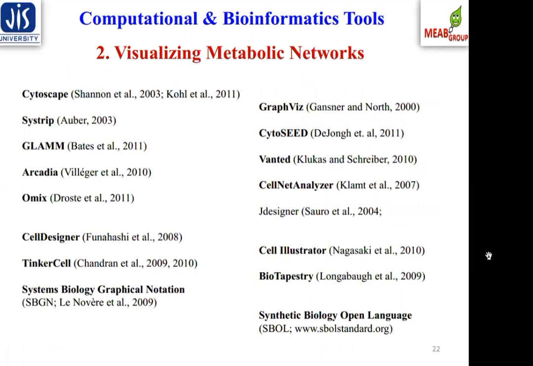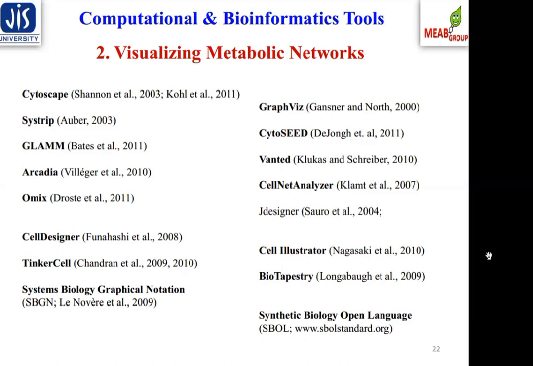And number two is the visualization of this network. What are the computational tools that you can apply to visualize the metabolic network? Those include Cytoscape, SynStreet, GRAM, Acrodia, Omics, CellDesigner, Tinkler, Systems Biology Graphical Notation, GraphViz, CytoSEED, Vanted, CellNetAnalyzer, Cell Illustrator, Biochemistry, and also Synthetic Biology Open Language. These are mostly algorithms that you can implement in your system to simulate your cell factory in an in silico approach.